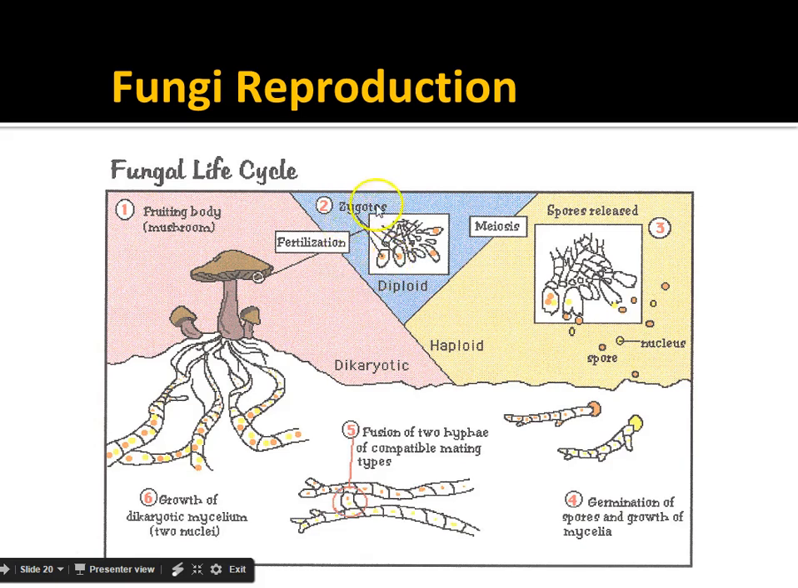Don't get caught up in the terminology zygote or diploid, but just realize that these spores are their reproductive cells. When these spores land, they will start growing and dividing, and they will start extending what are called hyphae in the ground or in your feet or on the dead branch of a tree.